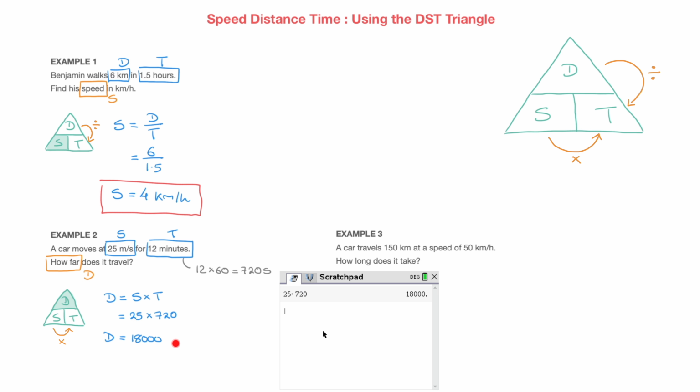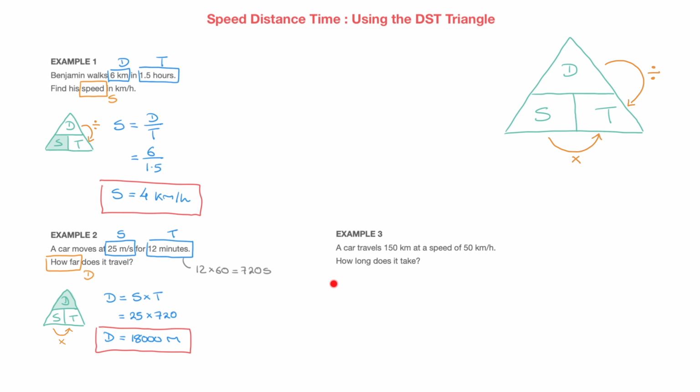And we mustn't forget to write the units. Since the speed was in meters per second, the distance we obtain by multiplying that speed by 720 seconds will be in meters. And I'll go ahead and box that result. There we go. We've now found the distance.